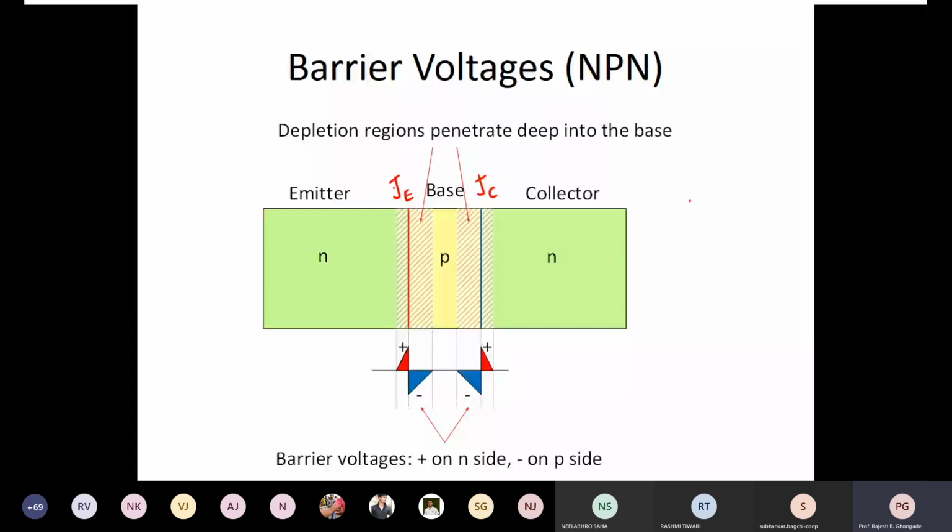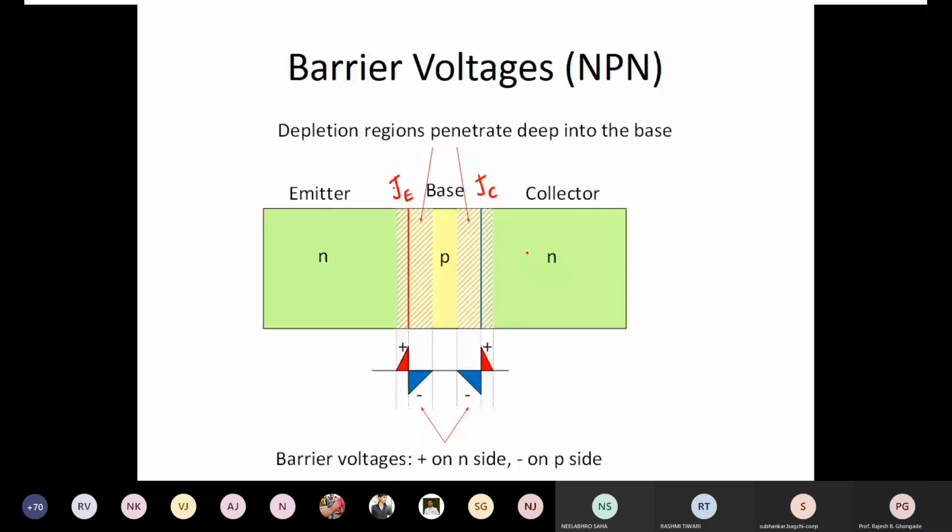Okay, so you should not forget the previous concepts, and if you forget them, it's going to be a big problem. So we have such a kind of barrier potential: positive on the N side, negative on the P side. These are the barrier voltages which are formed as soon as I have the metallurgical junctions created. I have not applied any voltage, nothing. So these are the built-in potentials, just like the diode.